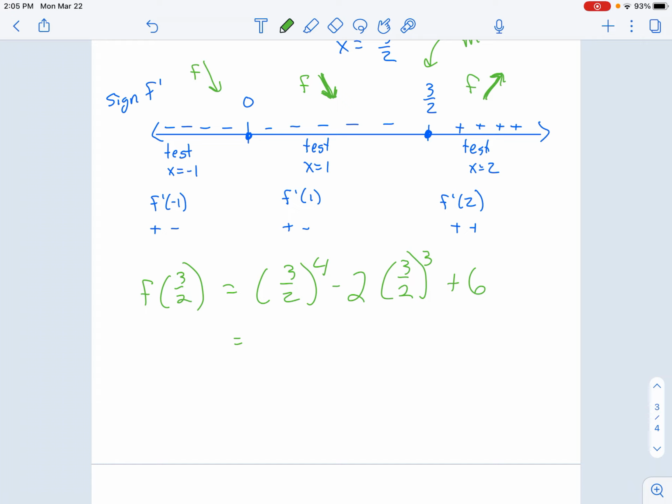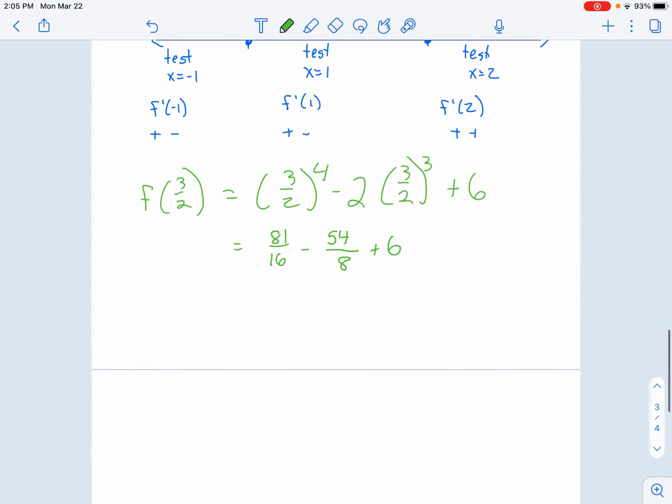All right, 3 to the 4th, let's see. 3 times 3 is 9, times 3 is 27, times 3 is 81. 2 to the 4th, 2, 4, 8, 16. Minus, let's see, we'll have 2, 4, 8 on the bottom here. 3, 9, 27, 54 on top. And then plus 6. This is kind of a mess, isn't it? All right, well, let's keep working with this.